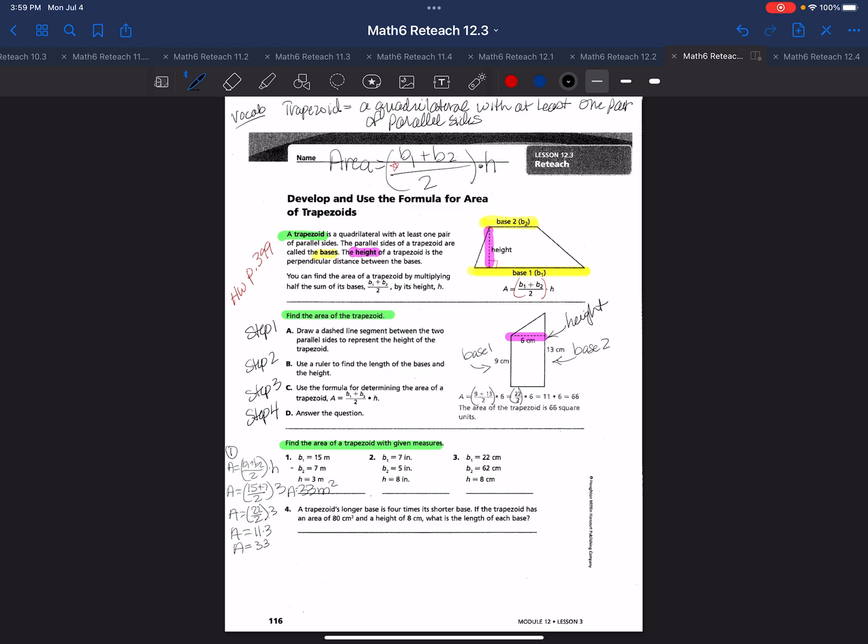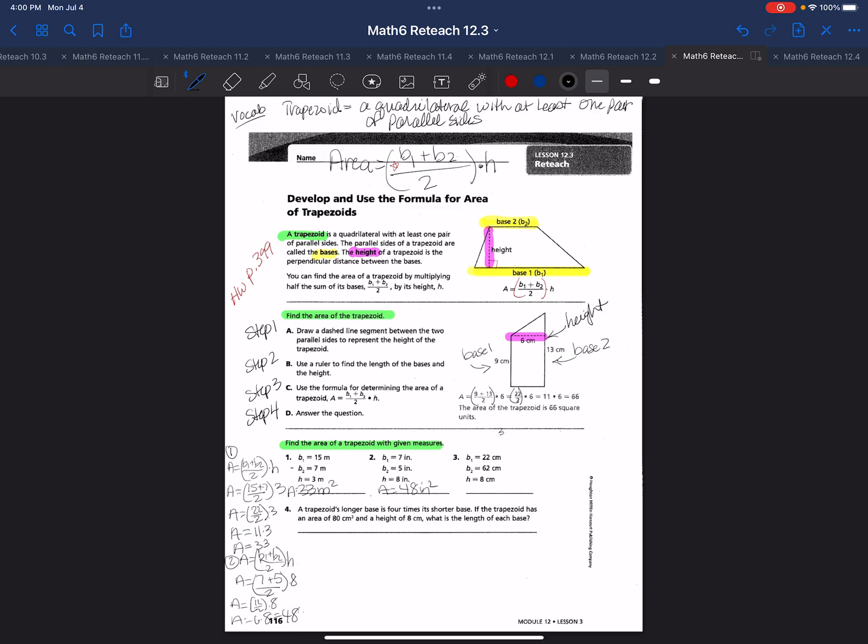Okay, let's do question 2. Again, write your formula. The more you write it, in your homework and as practice, it helps you with your memory. Okay, let's go ahead and plug in what we have. So for B1, we have 7 plus base 2, we have 5 divided by 2 times 8. So 7 plus 5 is 12 divided by 2 times 8. So then you'd have 6 times 8, and that's 48. So the area is 48 inches squared.